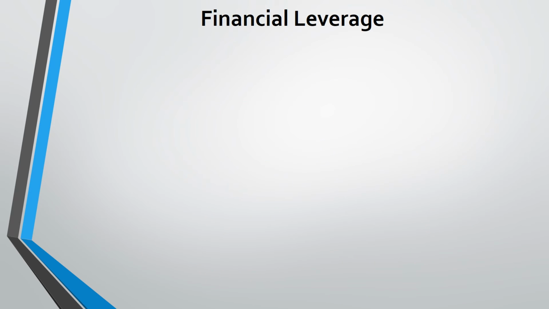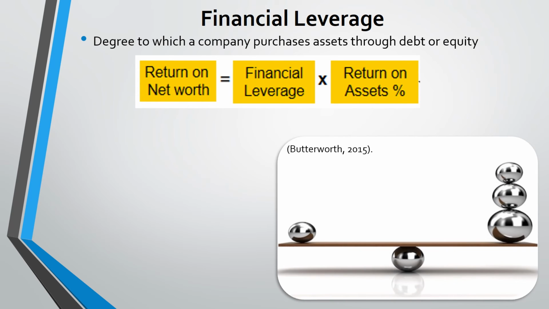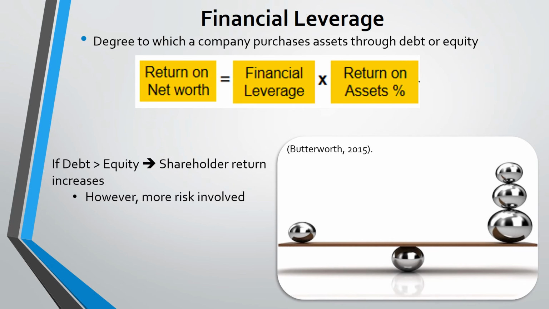Measured by the equity multiplier ratio, the last component, financial leverage, is the degree to which a company purchases assets through debt or equity. Now, one may wonder why any business would want debt. However, by being more leveraged, a firm's return on net worth is substantially increased from the stock volatility that follows, as shareholder return from such risk subsequently increases. However, if such debt is not successfully repaid, the firm is potentially subject to eventual losses.